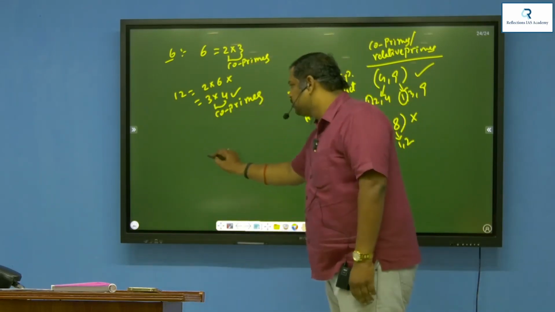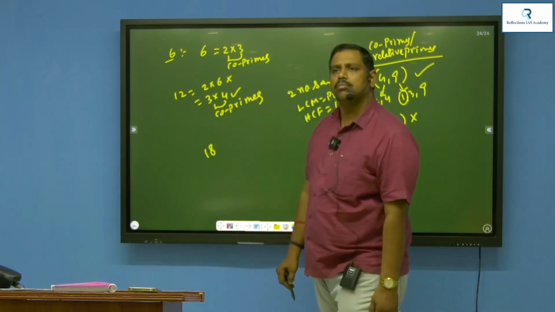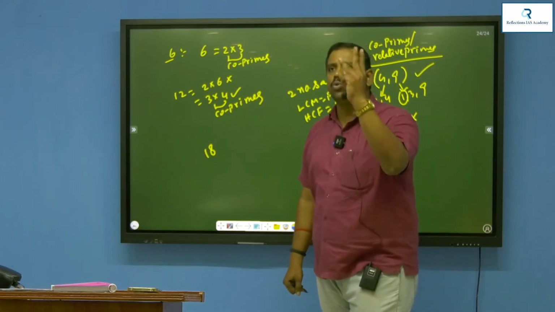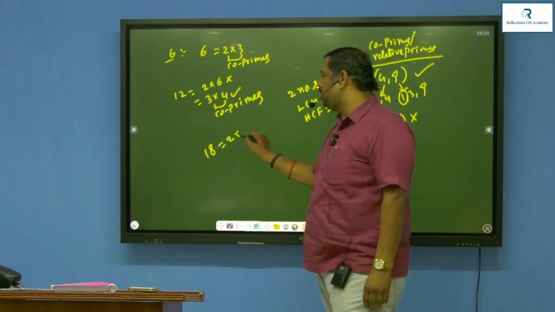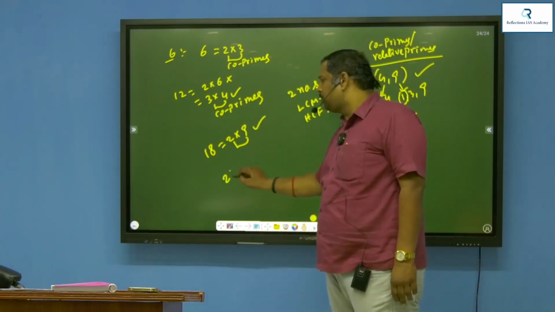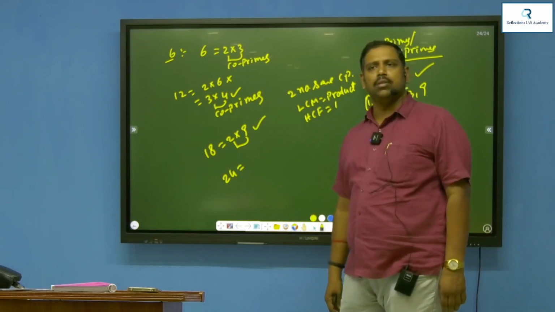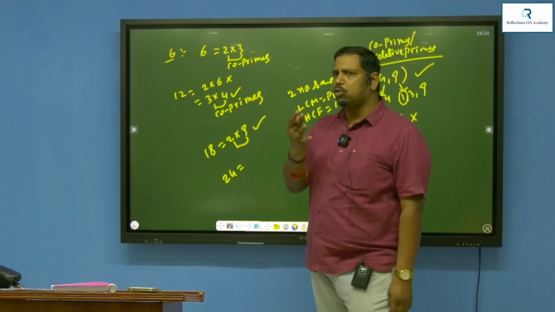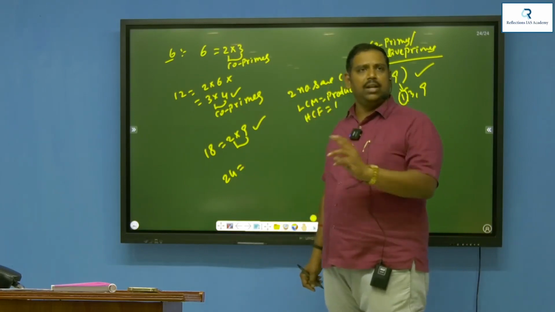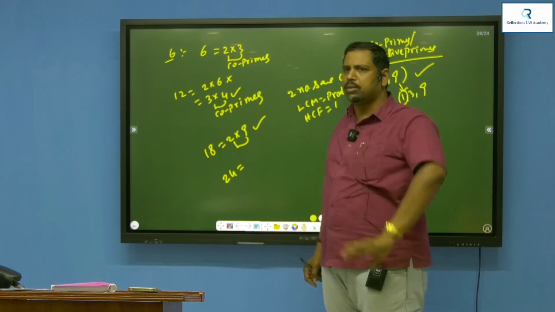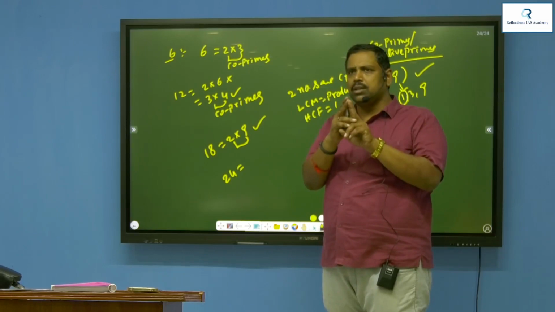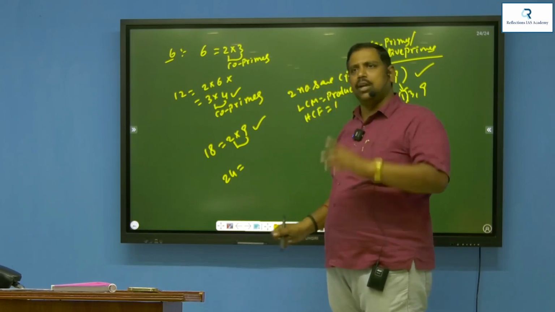Now what is the divisibility rule of 18? Say loudly: 2 and 9. The numbers which are divisible by both 2 and 9, because 18 is equal to 2 into 9, where 2 and 9 are co-primes. Now what is the divisibility rule of 24? 12 and 2 are not co-primes. You should check 1 into 24, 2 into 12, 3 into 8. 1 into 24 is useless, 2 into 12 are not co-primes, but 3 into 8 are co-primes.